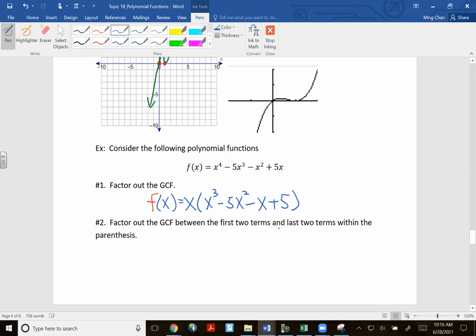Number two, factor out the greatest common factor between the first two and the last two terms within the parentheses. Within the parentheses, this is actually factoring by grouping. So I'm going to group the first two and group the last two. Be careful. F of x, my greatest common factor, x, is still up front, times. The greatest common factor between the first two terms in the parentheses is x squared. Factor that out, then you should end up with x minus 5. Greatest common factor between negative x and positive 5 should be negative 1. Once I factor that out, that should be x minus 5. Negative 1 times negative 5 gives positive 5.